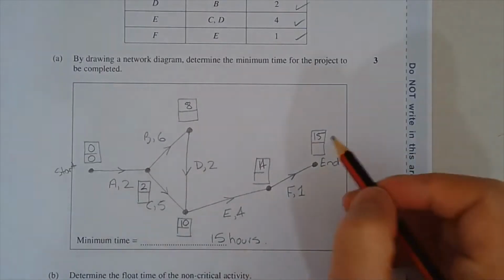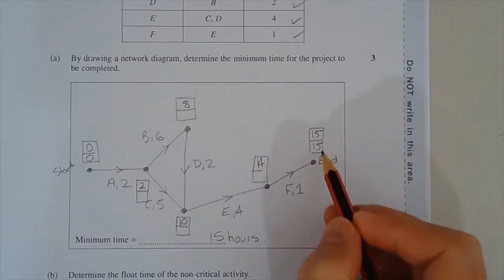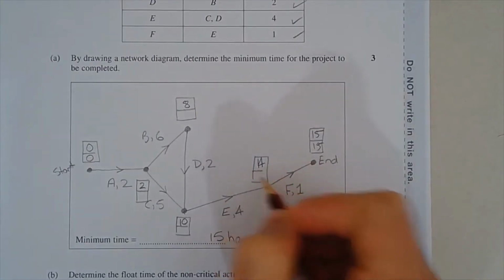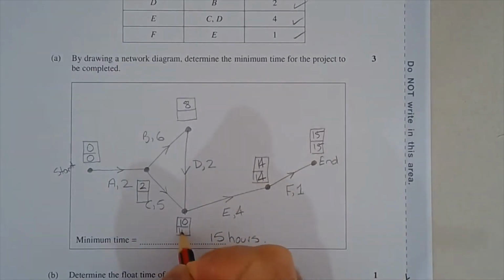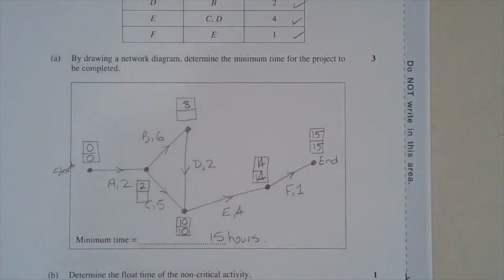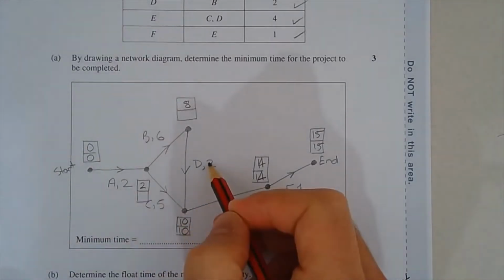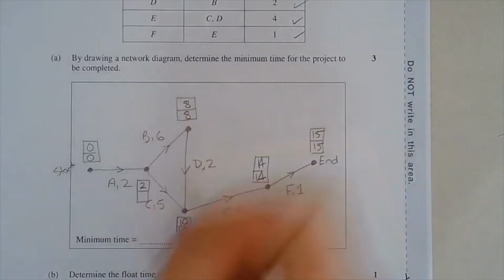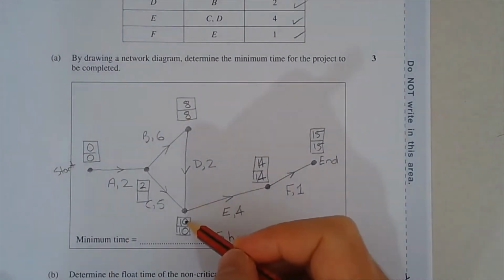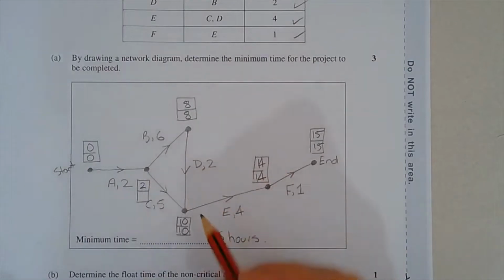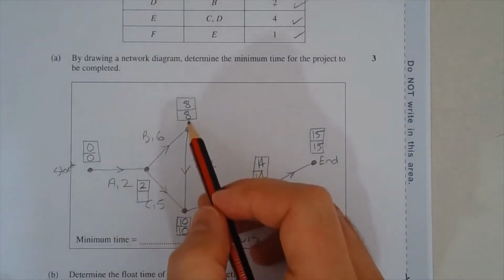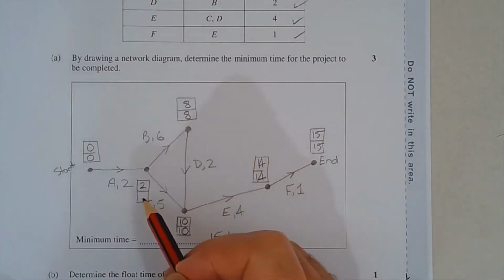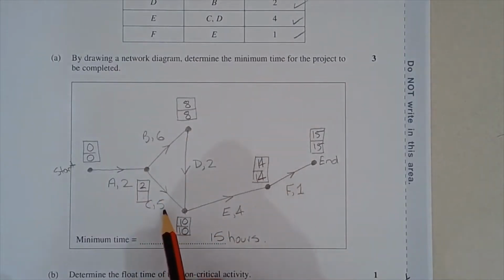Now let's do the backward scanning. So starting from 15, 15 minus 1 is 14. 14 minus 4 is 10, and that makes sense. Now, we've got 10 minus 2 is 8. Now, there's two ways now to get to this vertex here. We can do 10 minus 5, which gives you 5, or we can do 8 minus 6, which gives you 2. You put the higher number now. So 10 minus 5 is 5.